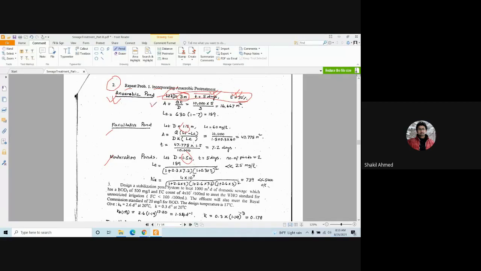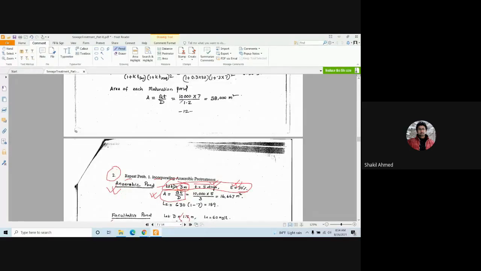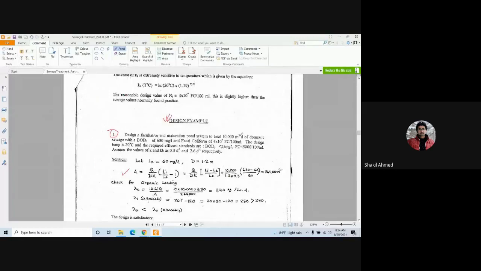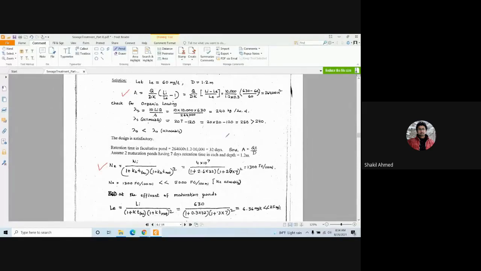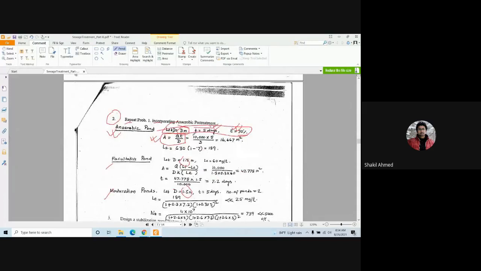So we are assuming these values. Then the surface area of the anaerobic pond will be, we know that A equals Q into T over D. So you just put the value of Q. Q is given, by the way, which is 10,000. T is 5 days and D is 3 meter. We got A equals to this.